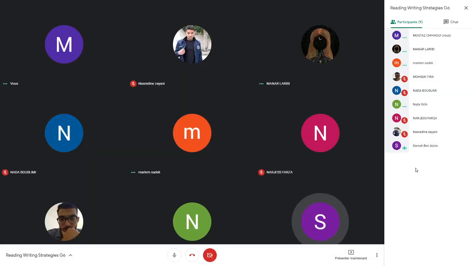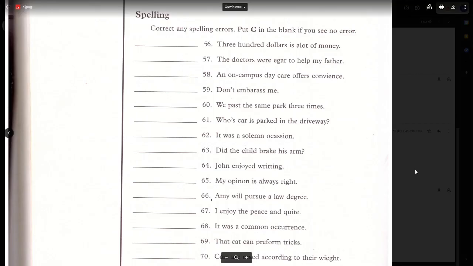Don't embarrass me. What is the mistake here? Embarrassed, double R. Yes, double R, double S. Okay. Next, number 60. We passed. Correct. We passed. Not "past." It's not past. We passed the same park three times. We passed the same park. Yes, double S-E-D.